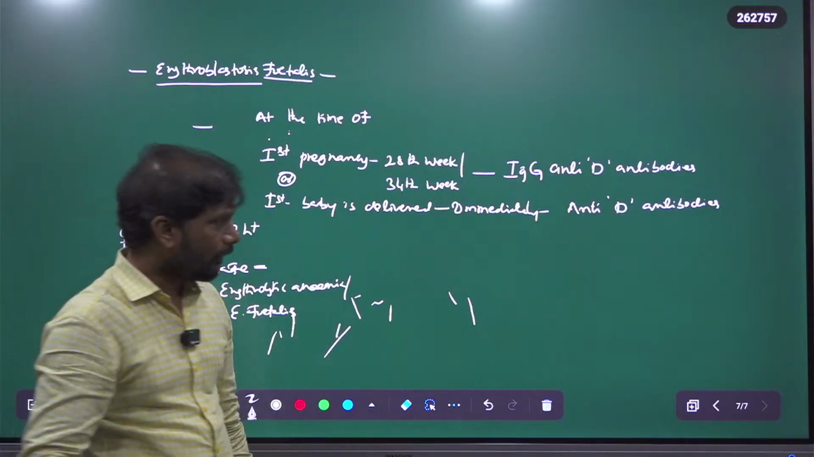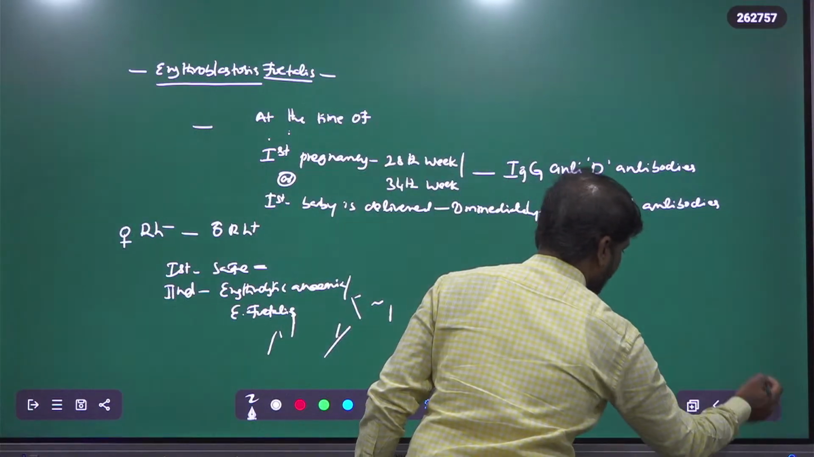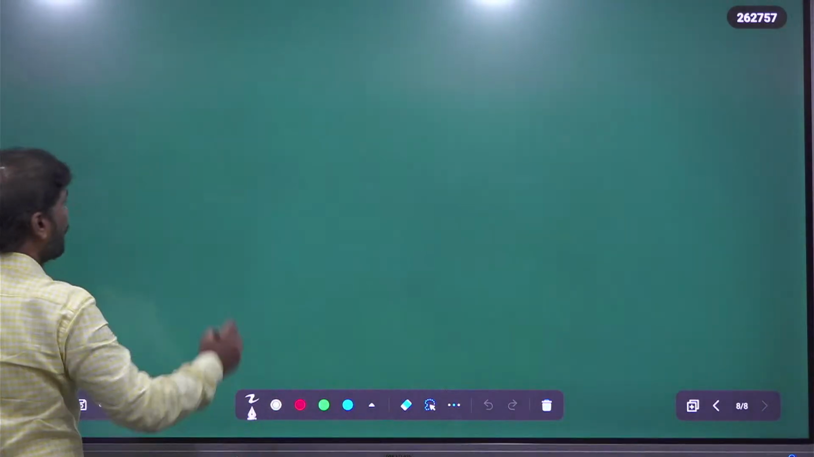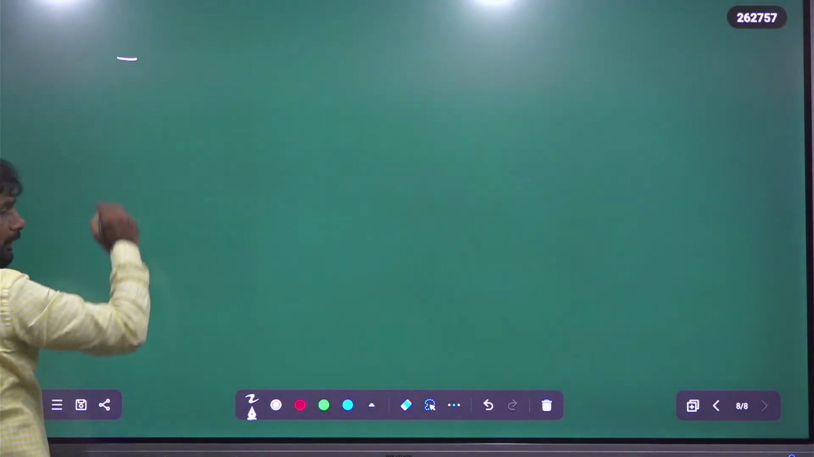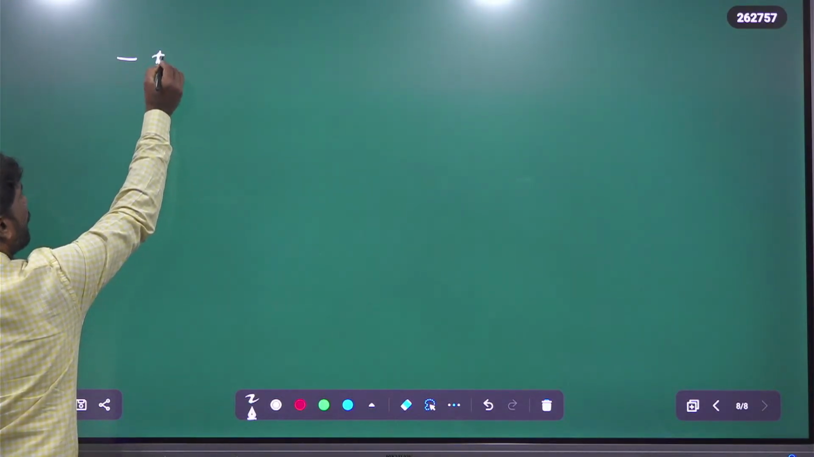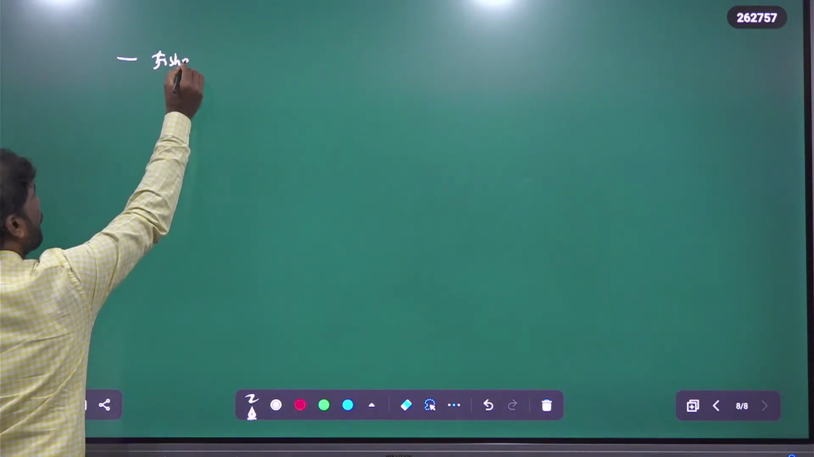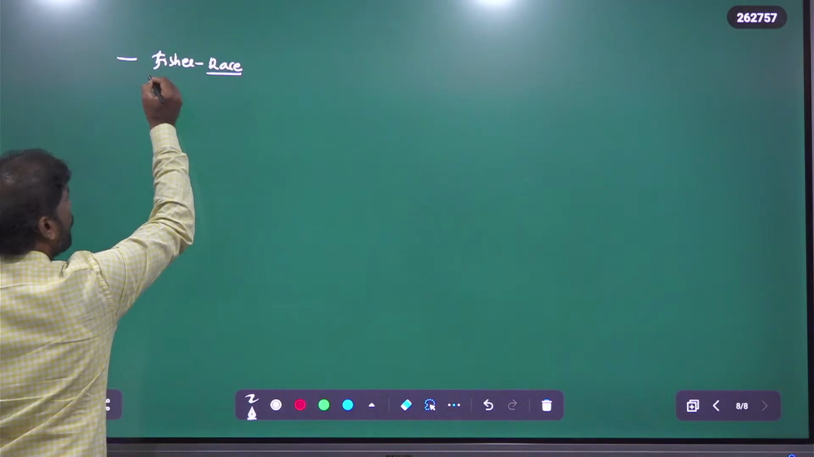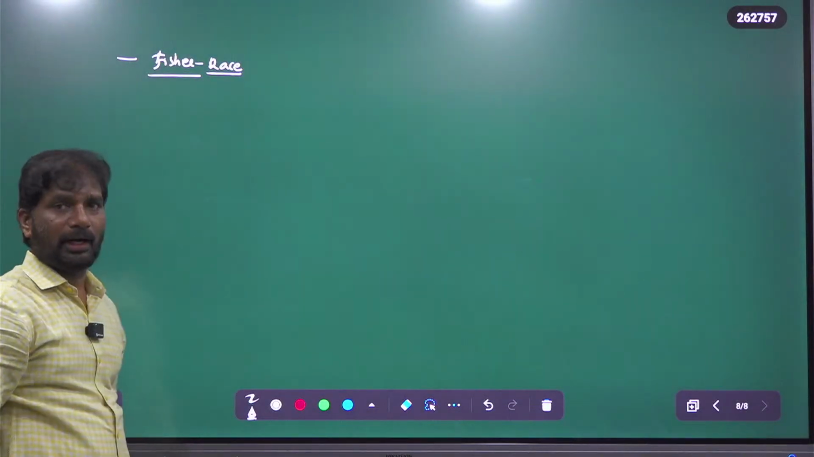Now you can see this, according to the Fisher and Race scientists, how many alleles are identified?